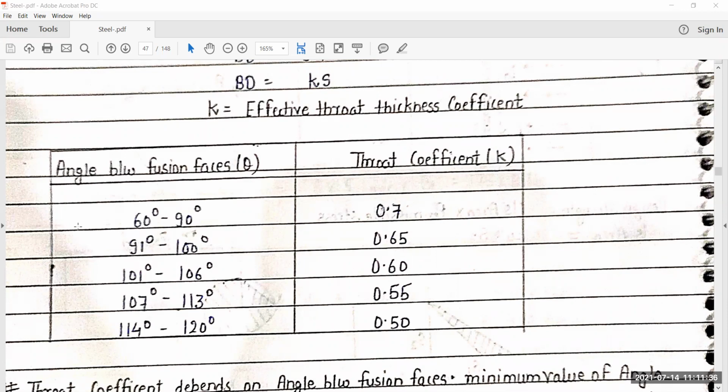Okay, so we also find K: K equal to throat thickness upon S. 91 degree to 100 degree equal to value 0.65, 101 degree to 106 degree equal to 0.60, 107 degree to 113 degree equal to 0.55, and 114 degree to 120 degree equal to 0.50.